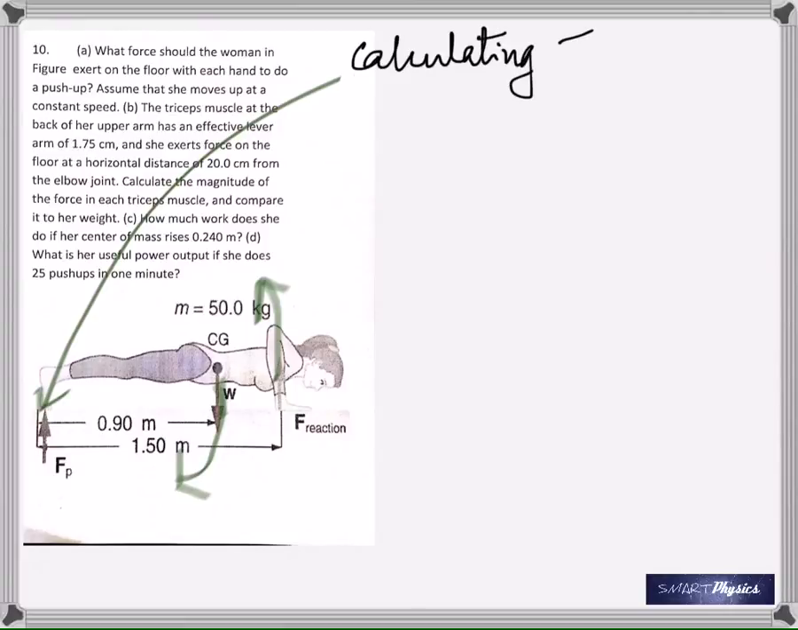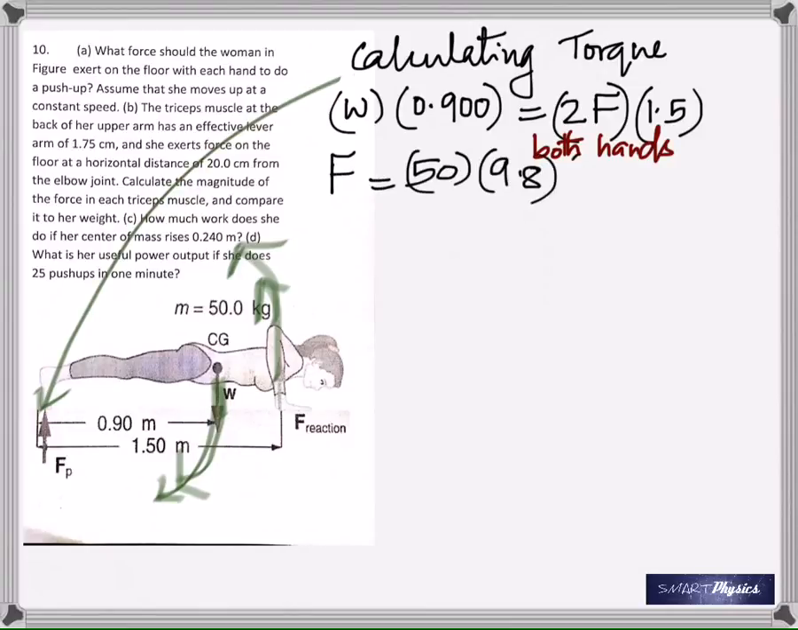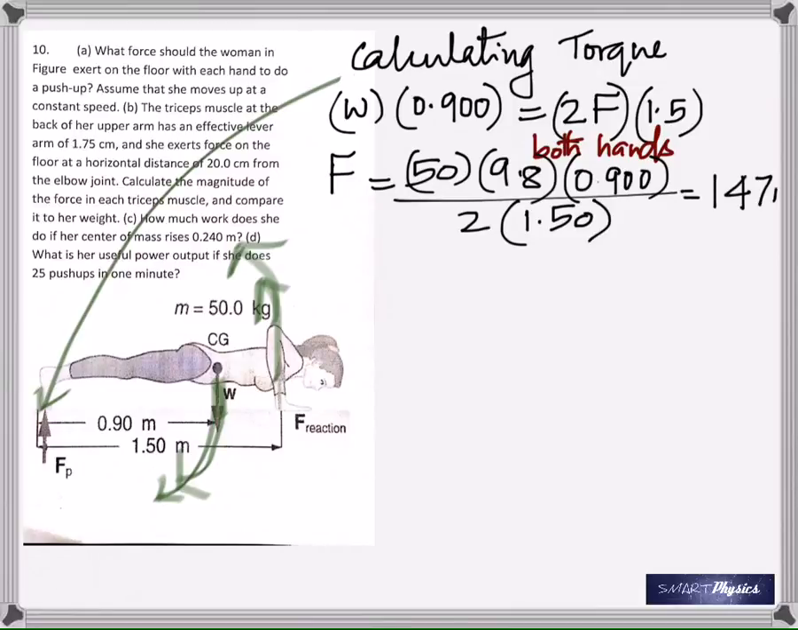At the pivot, you calculate the torque, and clockwise is the weight times the distance, which is 0.9. Counterclockwise is 2F because she has 2 hands, that's why. 2F times 1.5, which is this distance. Alright. So when you do that, you will get the answer. It's as simple as that.